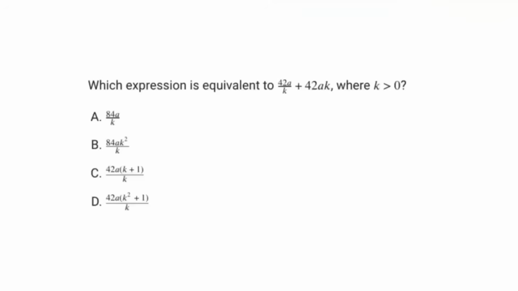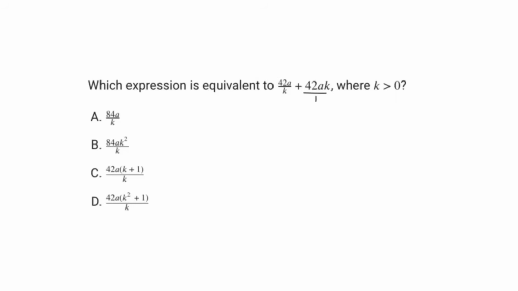Which expression is equivalent to 42a over k plus 42ak, where k is a value greater than 0, and we get all these answer choices. All right, so what we're going to do here is pretty much just try and simplify this into its simplest form, essentially. Oh wait, actually, let me backtrack. So you get 42a over k, right? And we get 42ak over 1, let's say.